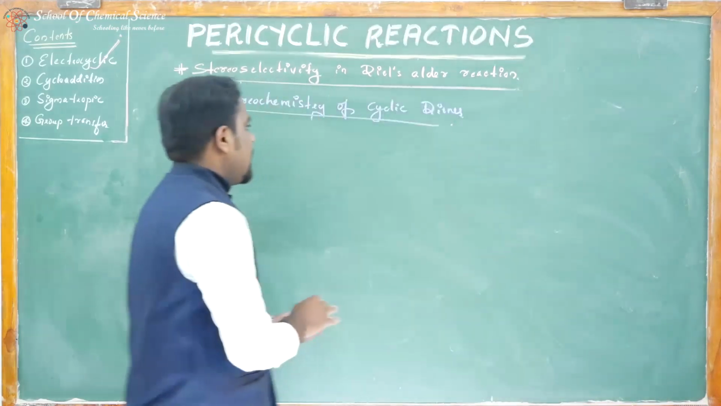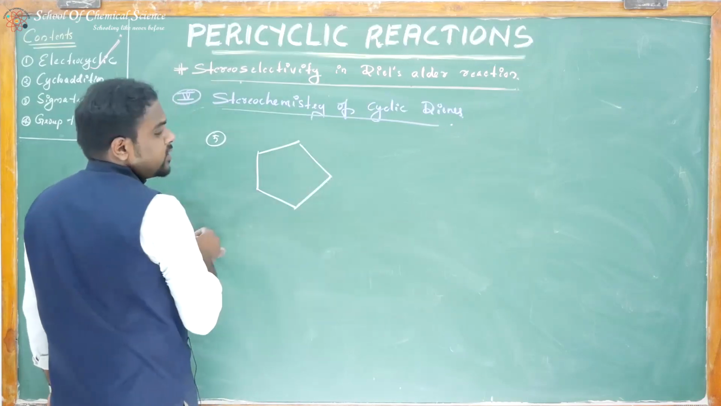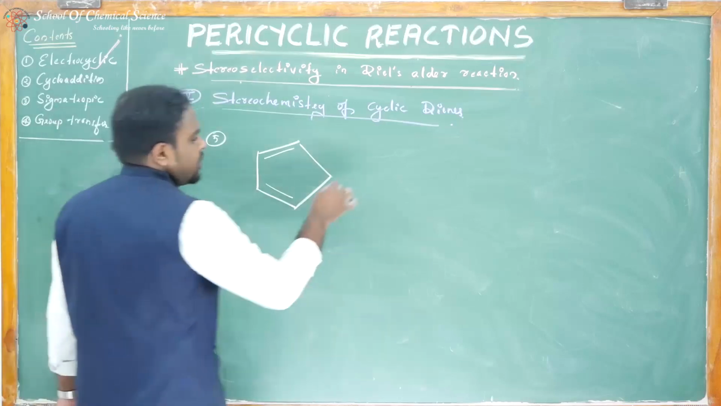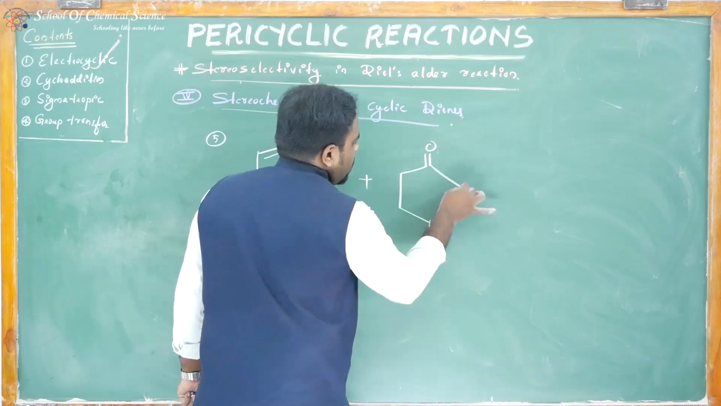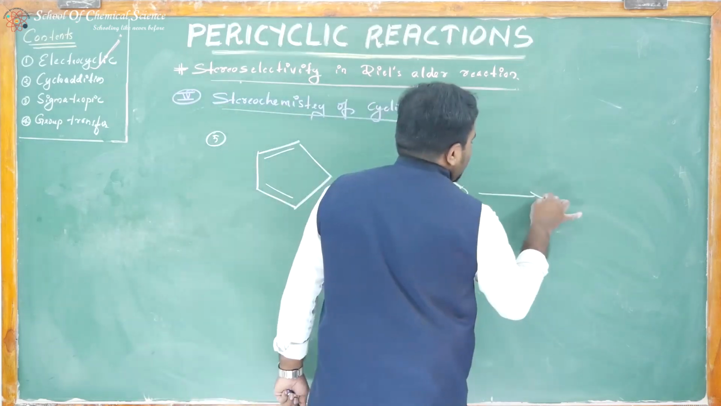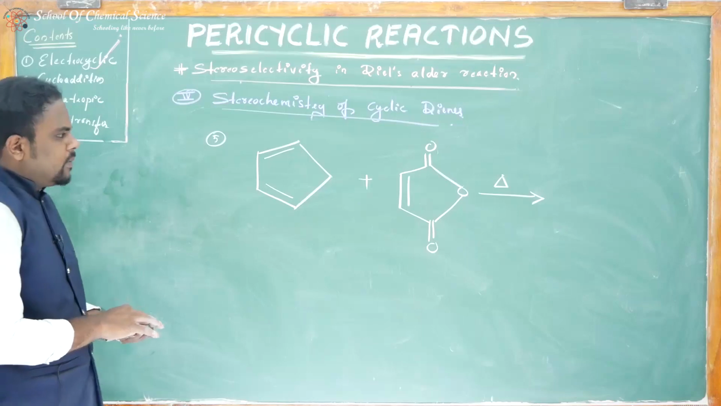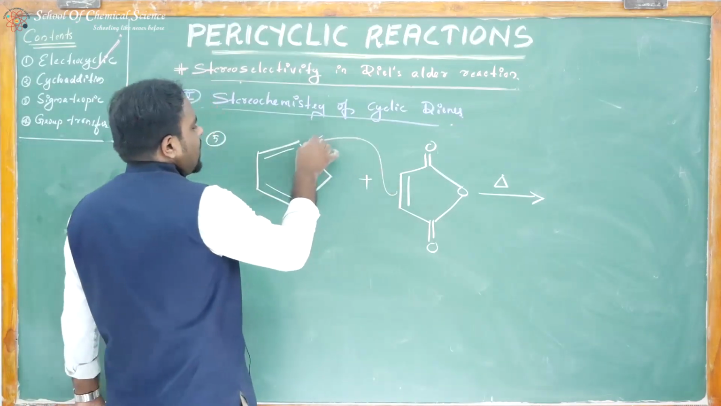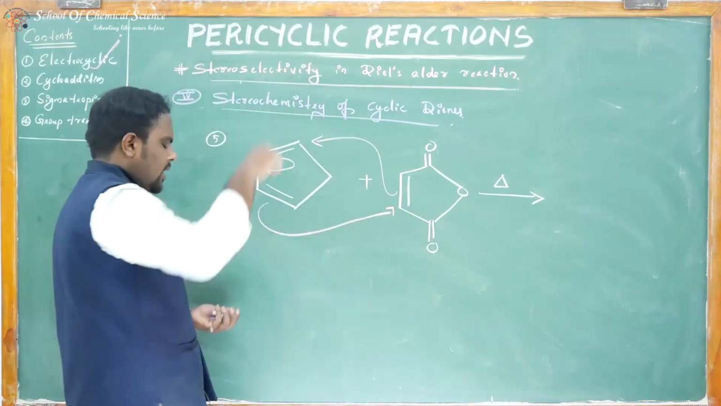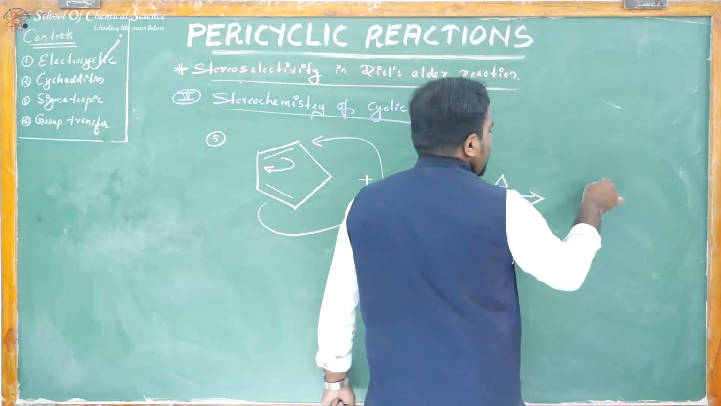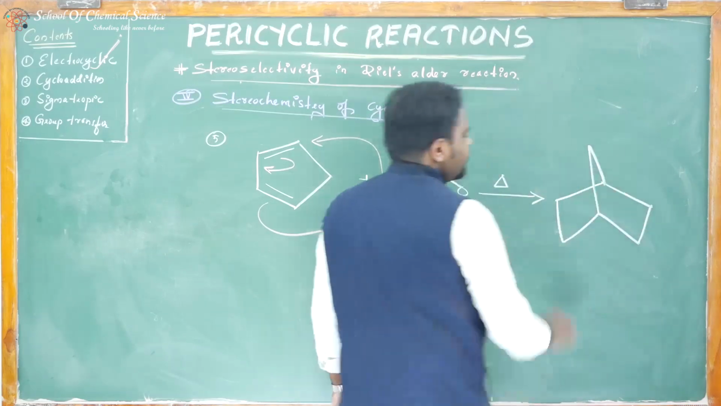A diene is there. This was one of the previous questions. A diene plus a dienophile, maleic anhydride, under thermal condition. What will be the product? 4 plus 2 cycloaddition reaction. Here 1, 2, 3, 4, 5, 6. A 6-membered ring with a bridged carbon. A Norbornene system will be your product.